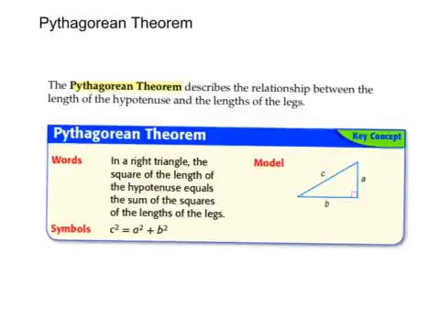Hi, so today we're going to look at the Pythagorean Theorem. The Pythagorean Theorem describes the relationship between the length of the hypotenuse and the length of its legs.